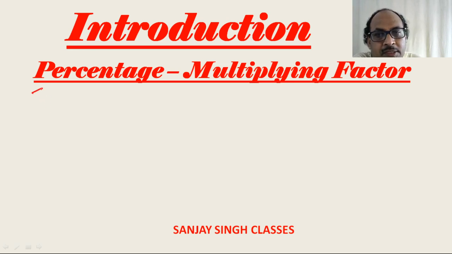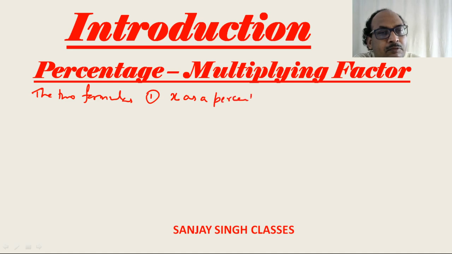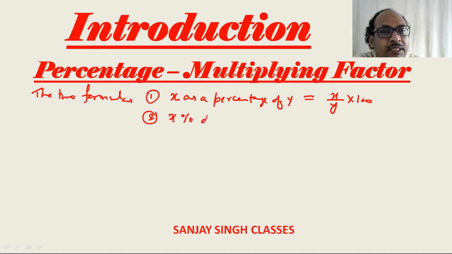The two formulas we used there. One is, if we want to find x as a percentage of y, it is x by y into 100. Then the second one, we went for finding out x percentage of y, and it was equal to xy by 100.